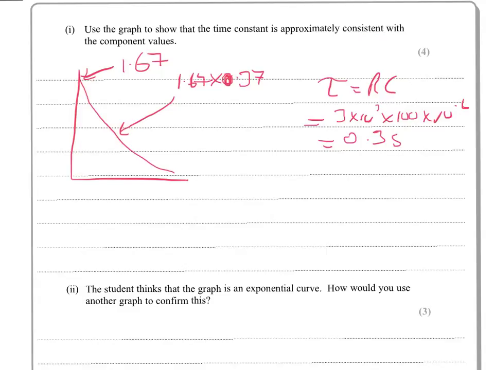And if we look at the graph and follow it through, we find that this value of 0.62 milliamps occurs at a time that's consistent with the other number, around about 0.24 or so of a second. So this value and this value are consistent.